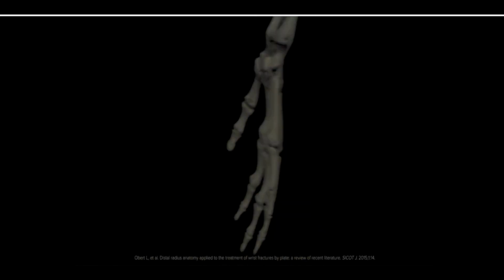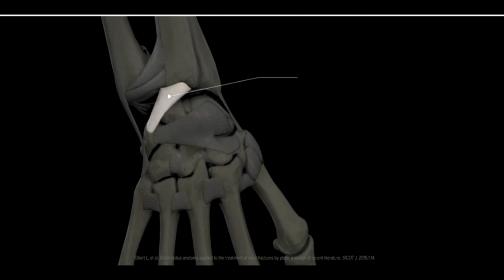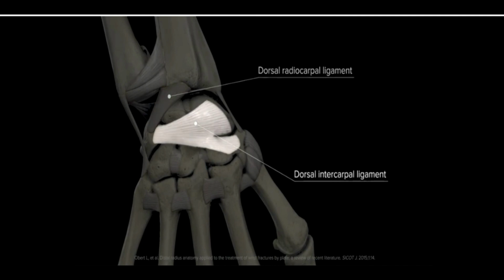The dorsal ligament complex is comprised of the dorsal radiocarpal ligament, which connects from the radius to the triquetrum, and the dorsal intercarpal ligament, which connects the carpal bones from the triquetrum to the distal scaphoid.